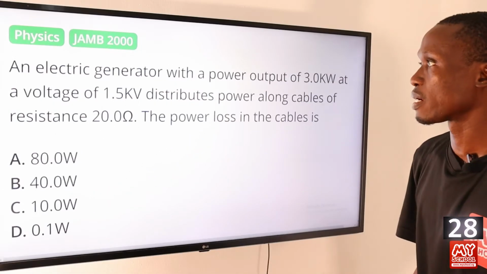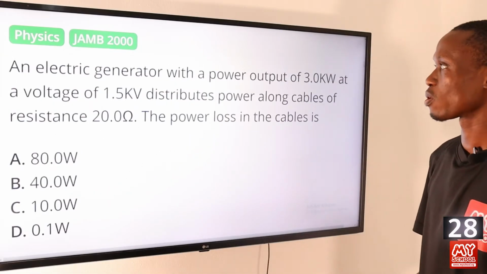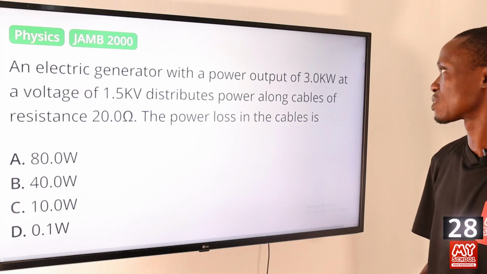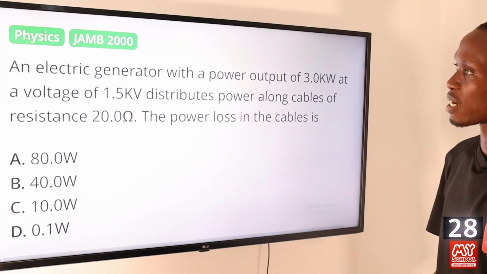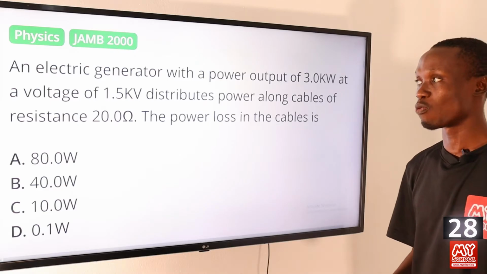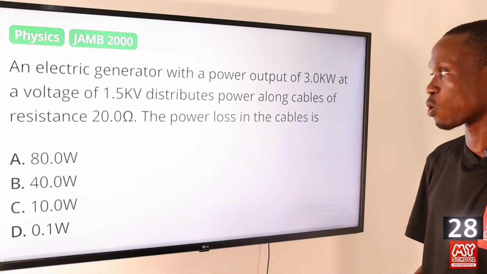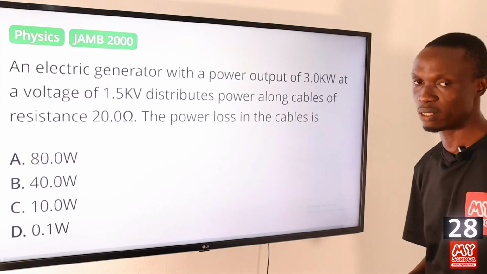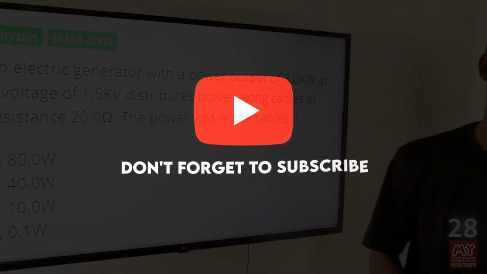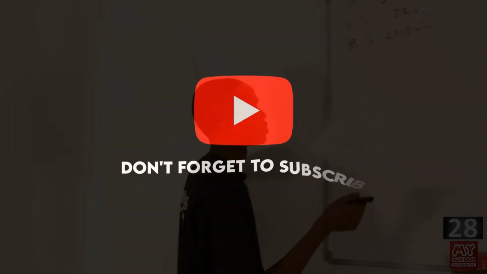Question 28. An electric generator with a power output of 3.0 kilowatts at a voltage of 1.5 kilovolts distributes power along cables of resistance 20 ohms. The power loss in the cables is, so let's return to the board to provide the answer to this question.